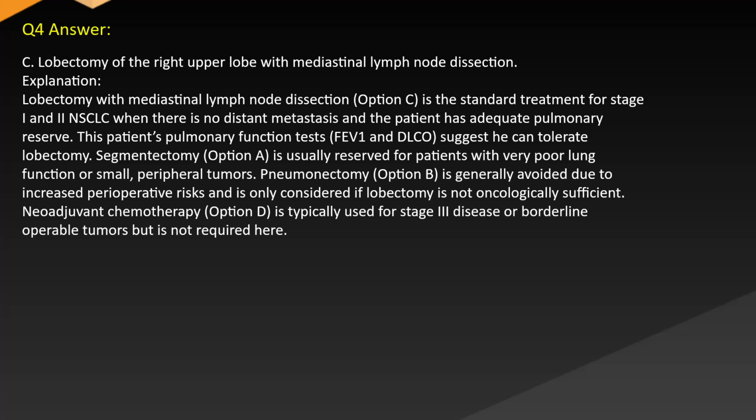Segmentectomy, option A, is usually reserved for patients with very poor lung function or small peripheral tumors. Pneumonectomy, option B, is generally avoided due to increased perioperative risks and is only considered if lobectomy is not oncologically sufficient. Neoadjuvant chemotherapy, option D, is typically used for stage 3 N2 disease or borderline operable tumors, but is not required here.